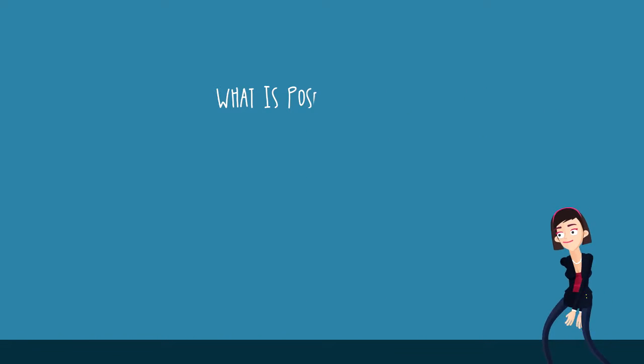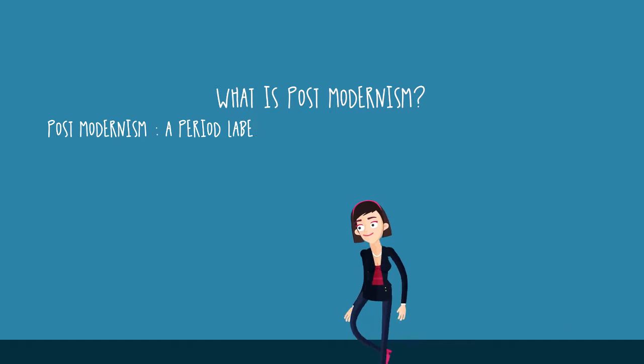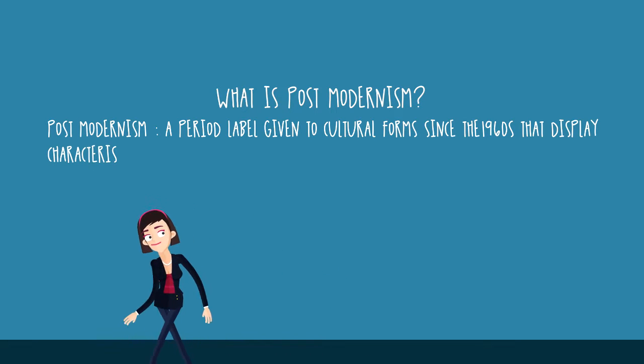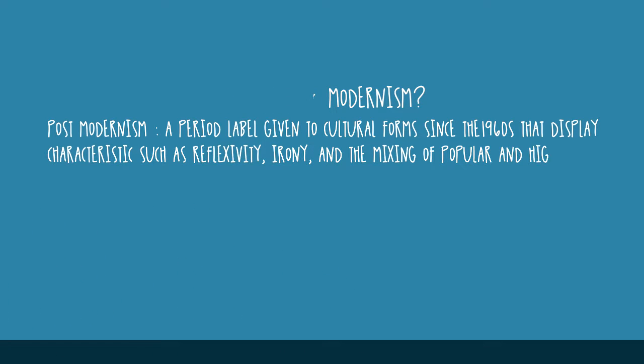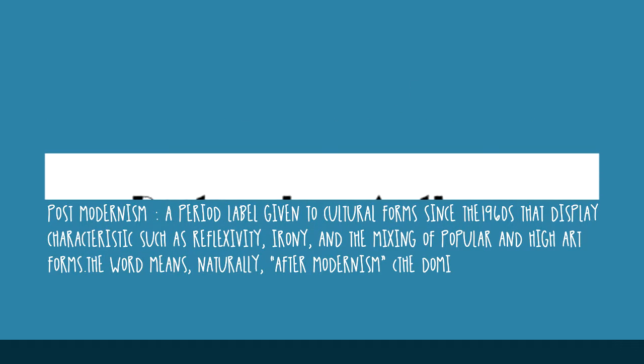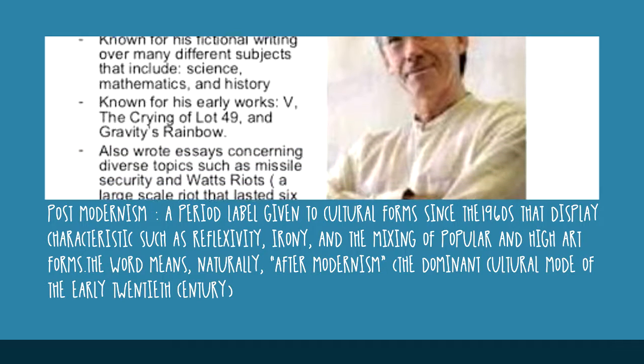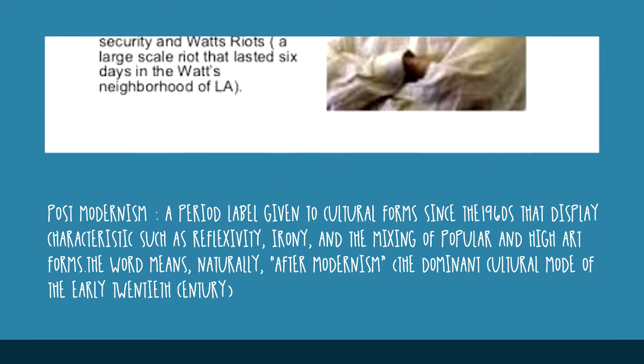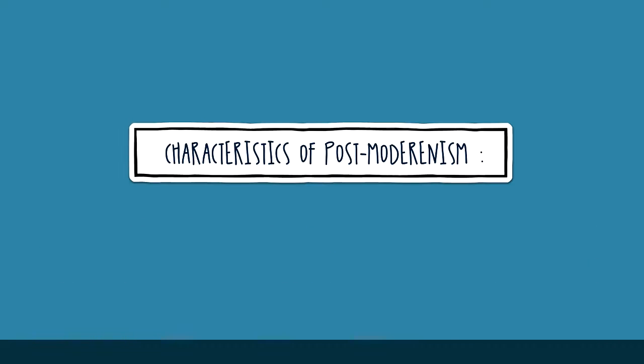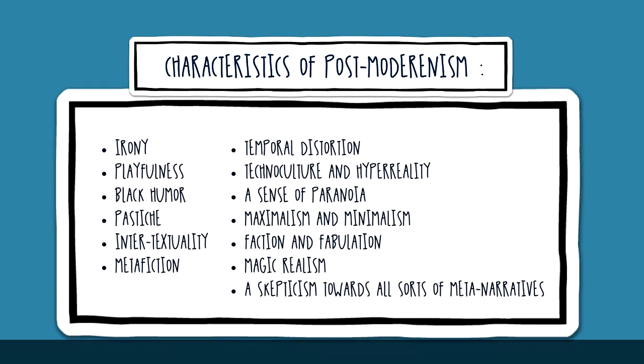What is Postmodernism? Postmodernism is a period label given to culture's forms since the 1960s that display characteristics such as reflexivity, irony, and the mixing of popular and high art forms. The word means literally after modernism. The characteristics of Postmodernism are irony, playfulness, black humor, intertextuality, metafiction, temporal distortion, technoculture and hyperbole, and etc.